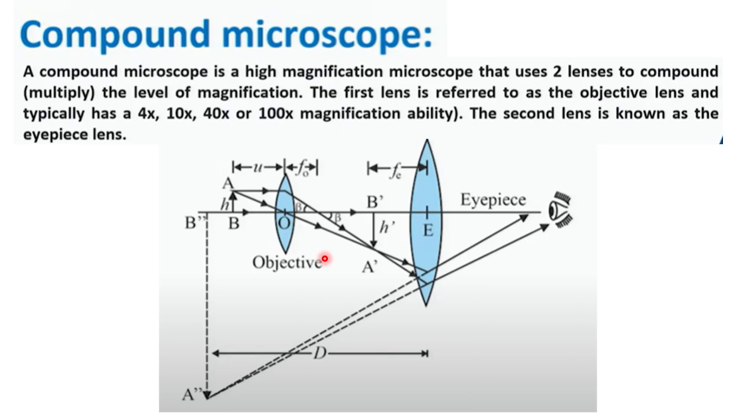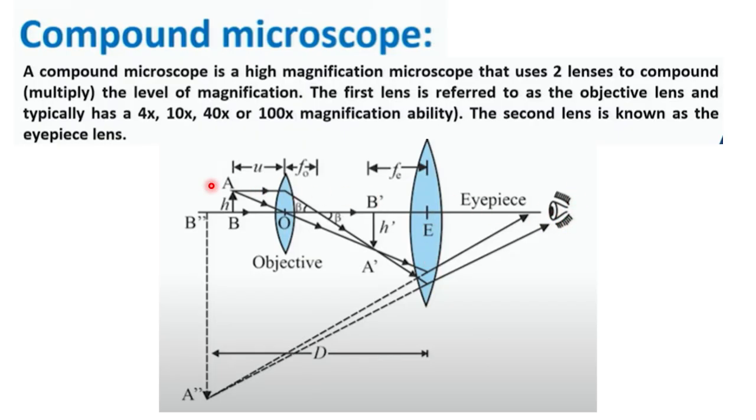Now what is a compound microscope? So this was the very simple microscope initially. Now in a compound microscope we are increasing the number of lenses. So it has a high magnification compared to the simple microscope, and it uses two or even more lenses to multiply the level of magnification. The first lens is referred to as the objective lens. This is your object, and it typically has a magnification of 100 times. And the second lens is known as the eyepiece lens. So this is the eyepiece lens, and you, the observer, are here.